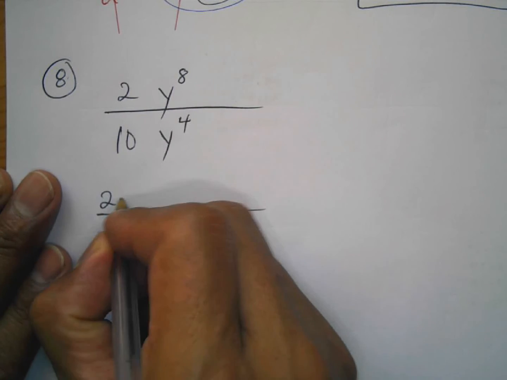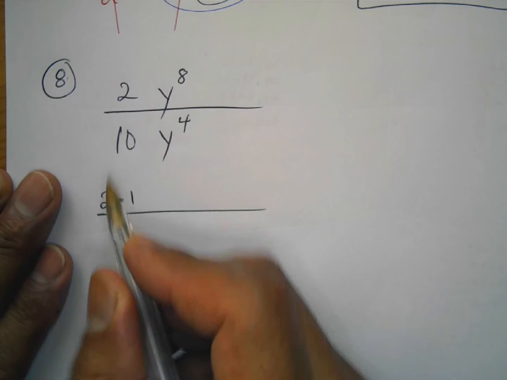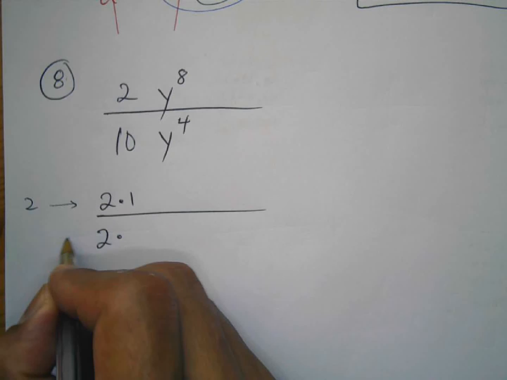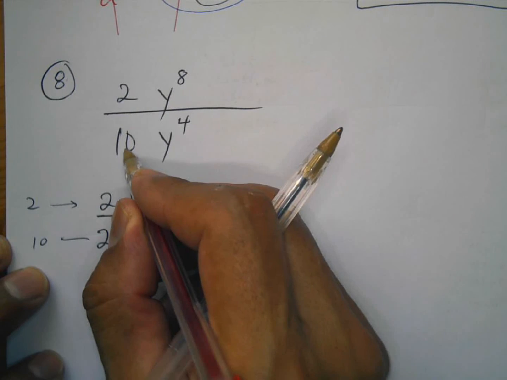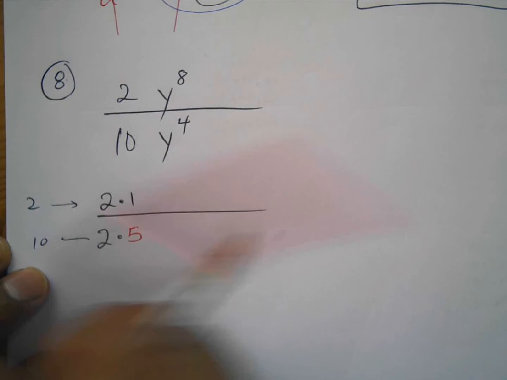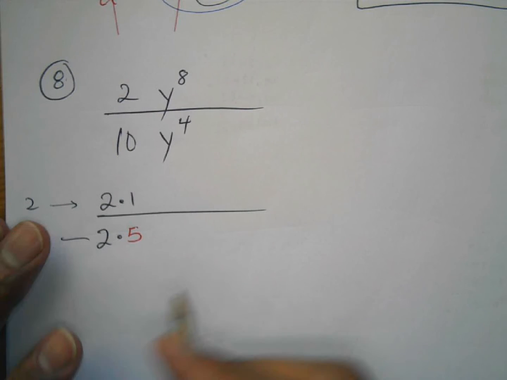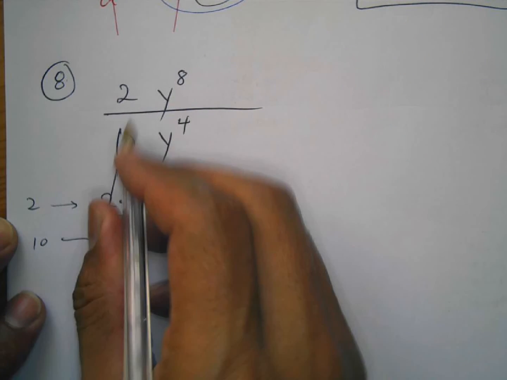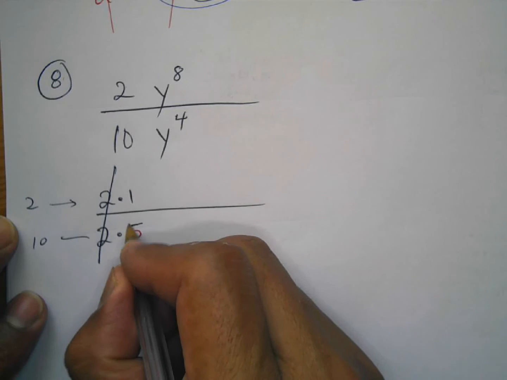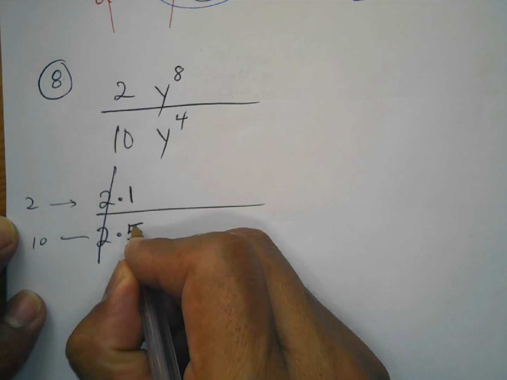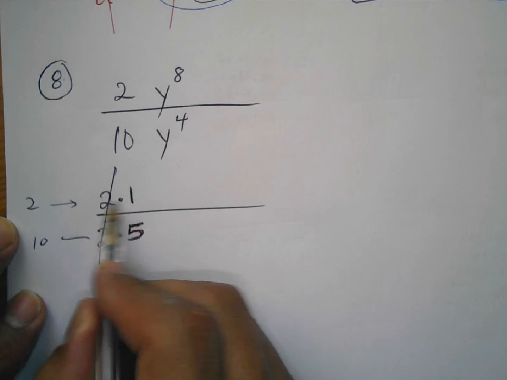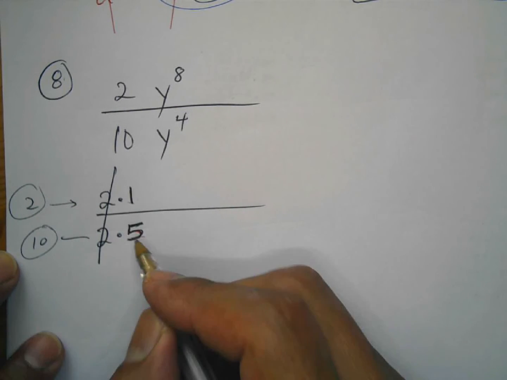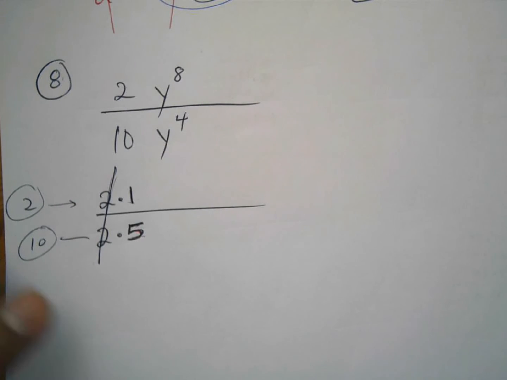So the 2 I'm going to keep. 2 is 2 times 1. And 10, I can write it as 2 times what? Here's my 2. Here's the 10. 10, the bottom one, I can write as 2 times 5. And what do I know? These match, so they cancel out. 2 over 10 reduces to 1 over 5. 2 is 2 times 1. 10 is 2 times 5. And see, the 2's cancel out.